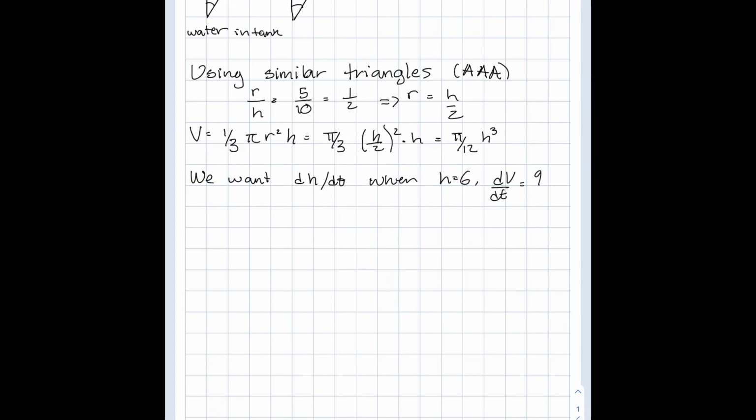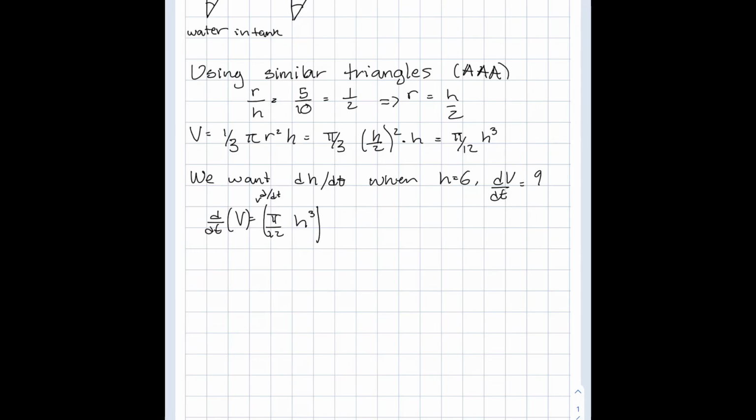Alrighty? So I'm going to take my volume equation, V equals pi over 12 h cubed, and I'm going to take the derivative with respect to t. I'm going to move this over a little bit. Okay, cool. Act like there's a d/dt right there. Okay? Well, how do I find dV/dt? H has a t, like how do I do this?